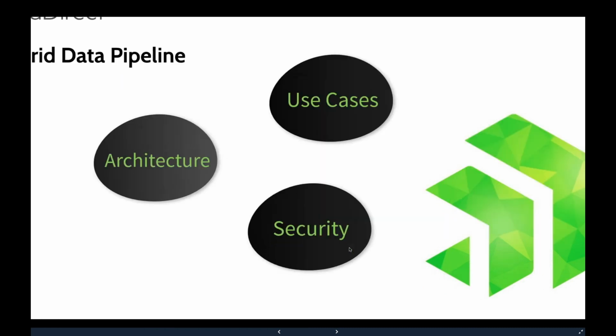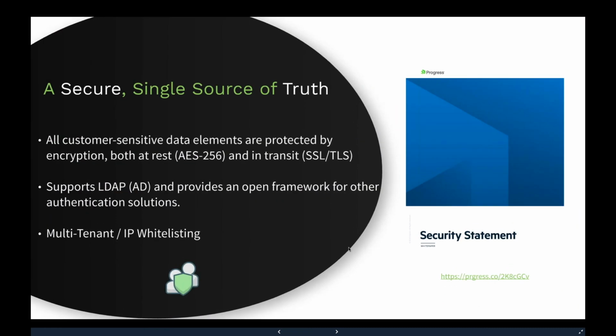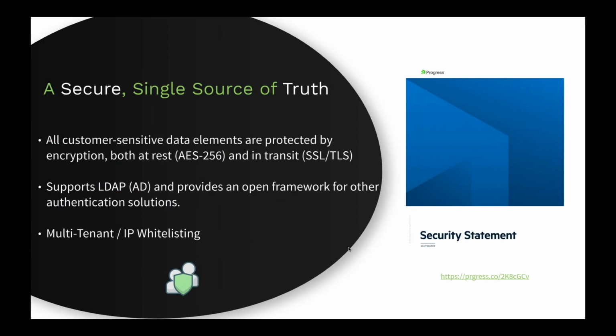And then from a security point of view, as I've mentioned, everything is encrypted, AES 256 at rest, in transit SSL or TLS encryption. For authentication into Hybrid Data Pipeline, we have a basic authentication that can be managed right in Hybrid Data Pipeline, as well as support for LDAP, an Active Directory, and an open framework where you can build like a Java plugin to support other external authentication types.